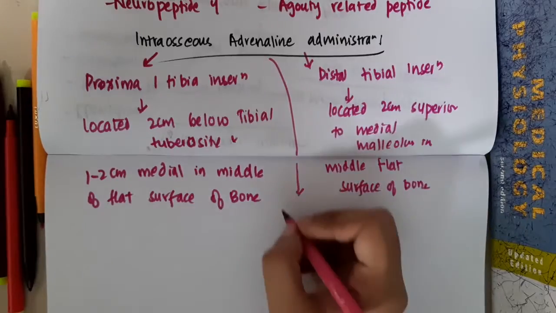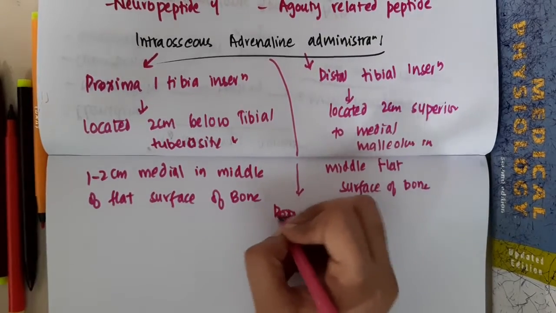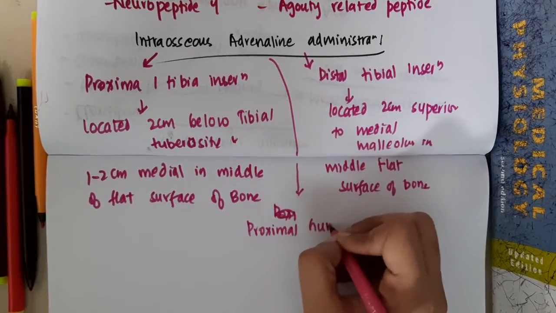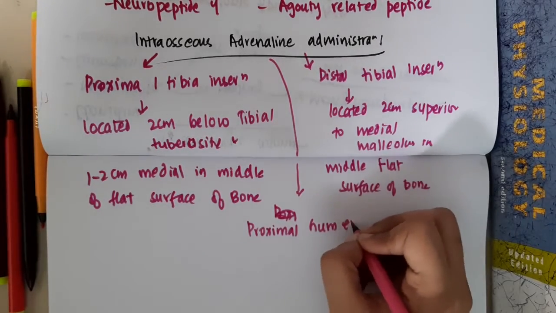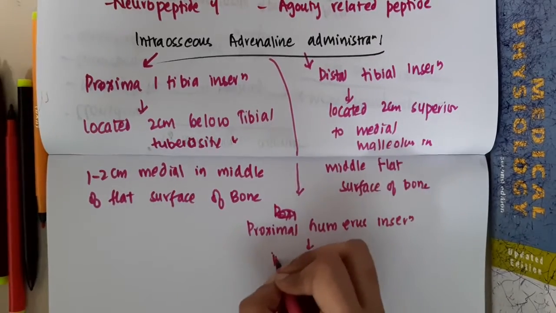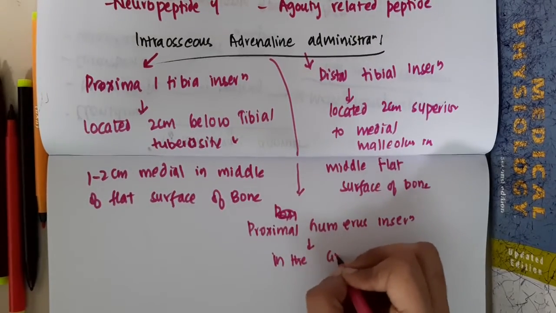Then if you see the proximal humeral insertion, we can also give intraosseous insertion at the proximal humerus, which is located at the greater tuberosity.